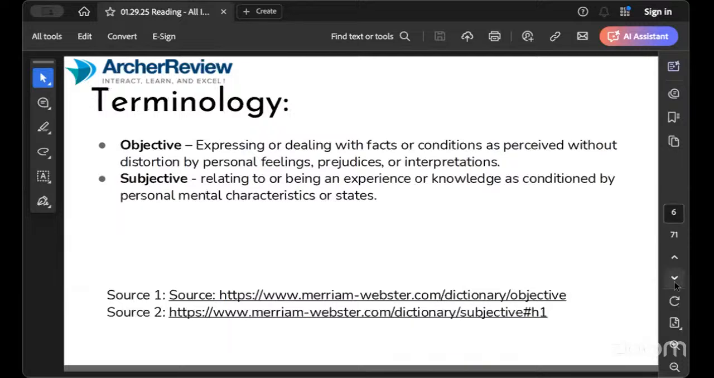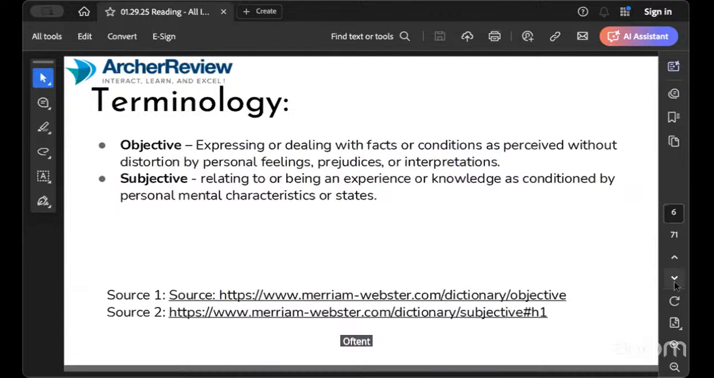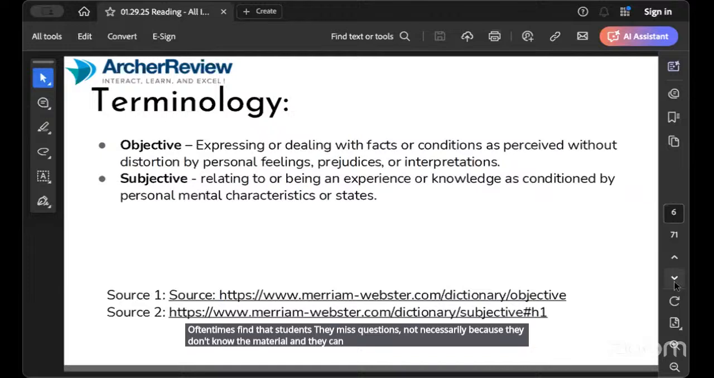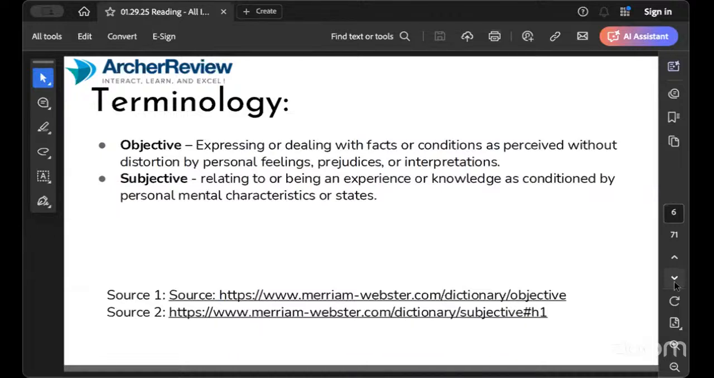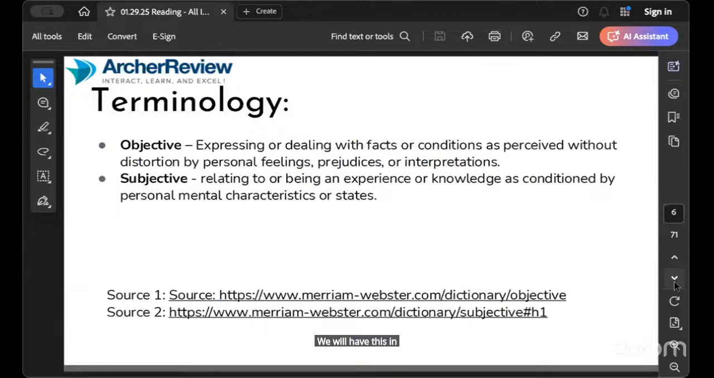So, as I mentioned, a lot of the terminology is common across all four sections, and I, in general, am a big believer in making sure that my students understand terminology. I oftentimes find that students miss questions, not necessarily because they don't know the material and can't apply the material. It's oftentimes because they just don't understand the way the question is worded. So that's why I like to push terminology. So we will have this in our notes all throughout tonight. So be prepared for that.